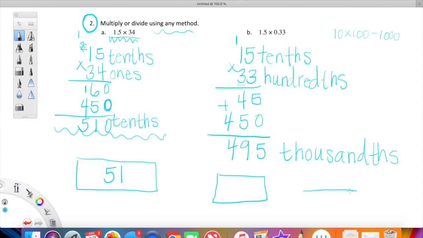What does that look like in standard form? Let's think about it on the place value chart. We have tenths, hundredths, thousandths, 4, 9, 5. Oops, I said 5, but I wrote a 4. 495 thousandths is going to look like this in standard form. Feel free to use these amazing place value charts to support your learning.